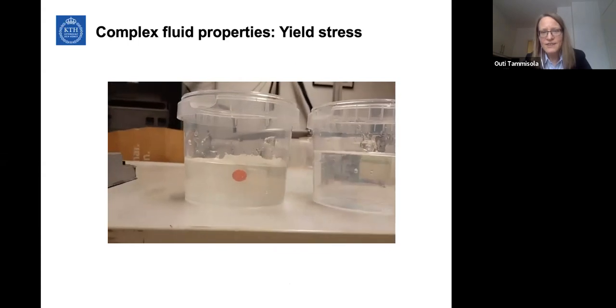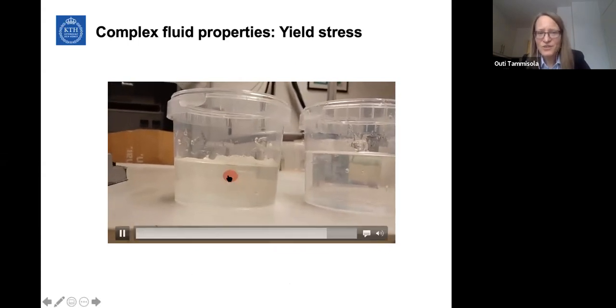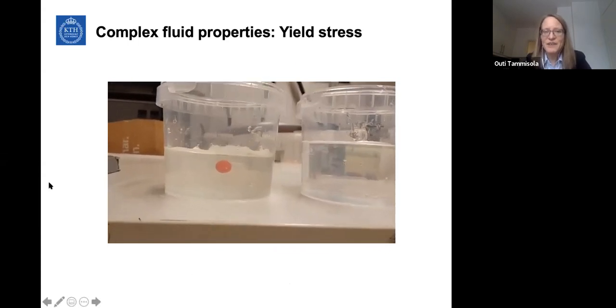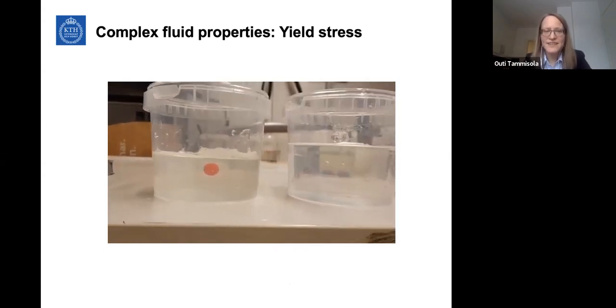So now it actually doesn't go to the bottom, but it stays at a constant height. And this is because carbopol is in its solid state. So the gravity is not enough to cause a stress on carbopol so that it would be able to fluidize. So the carbopol cannot flow around the particle, and that's why the particle is stuck there. So we can see that we have a balance of gravity and yield stress here.